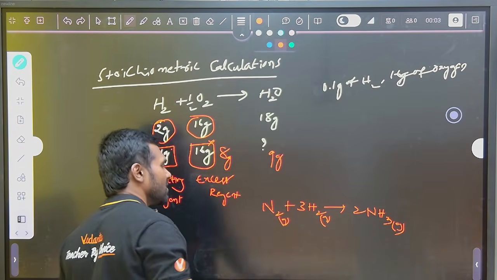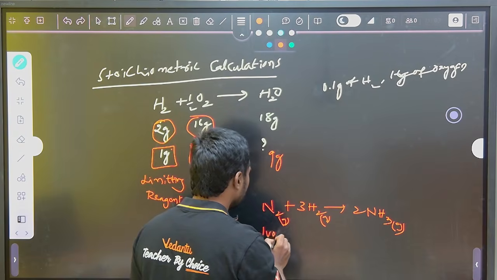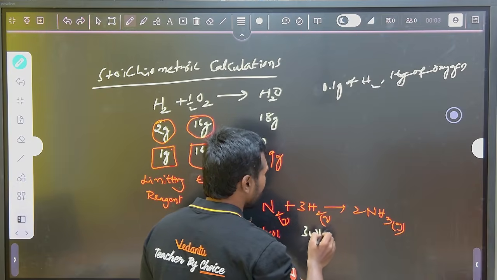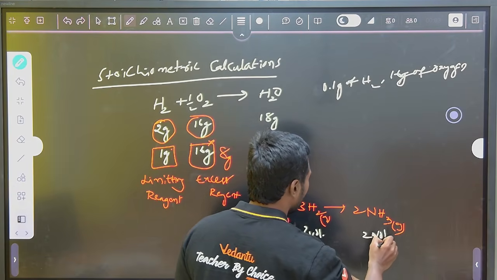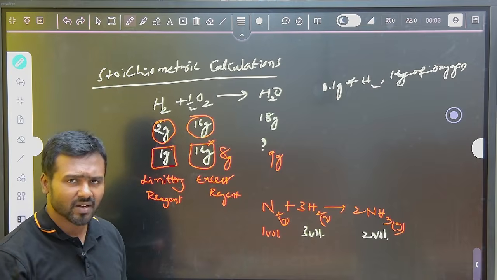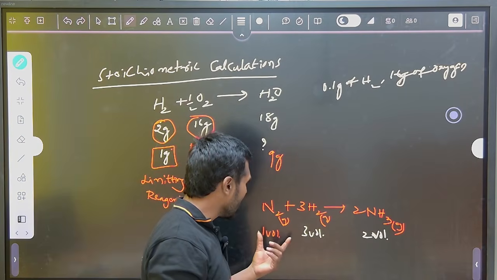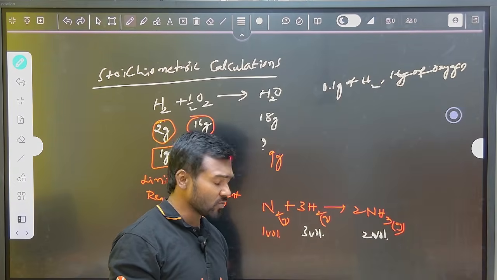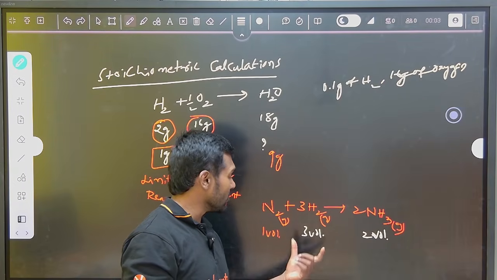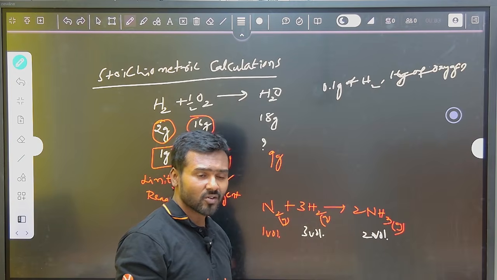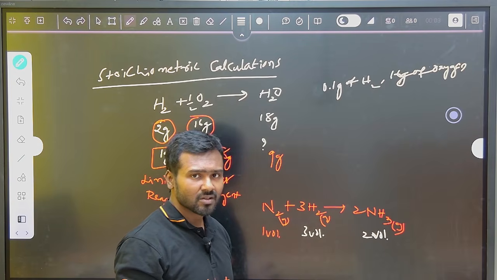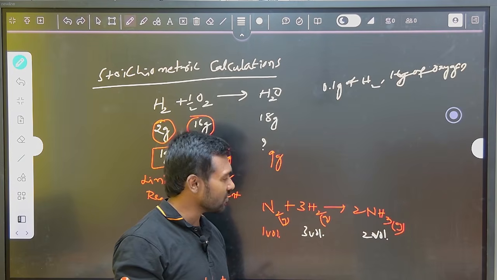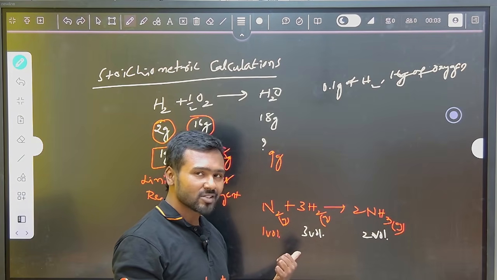He said that this is 1 volume, this is 1 volume, this is 3 volumes, and this is 2 volumes. What is the implication here? If you look at the reaction, 1 volume of N2 reacts with 3 volumes of H2 and you get 2 volumes of NH3. So 1 plus 3 is 4, but you are getting only 2. Where is the remaining 2? That means the volume has decreased, as the reactants' volume is more and the products' volume is less.